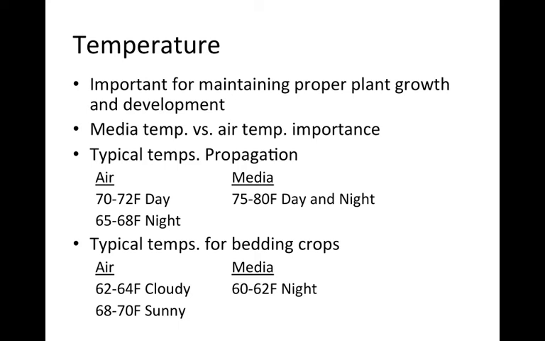growth. Typical temperatures for propagation for air range from 70 to 72 during the day and 65 to 68 during the night. For media, you want 75 to 80 degrees Fahrenheit for day and night. Typical temperatures for bedding crops include air temperature of 62 to 64 on cloudy days and 68 to 70 on sunny days, and the media should be around 60 to 62.